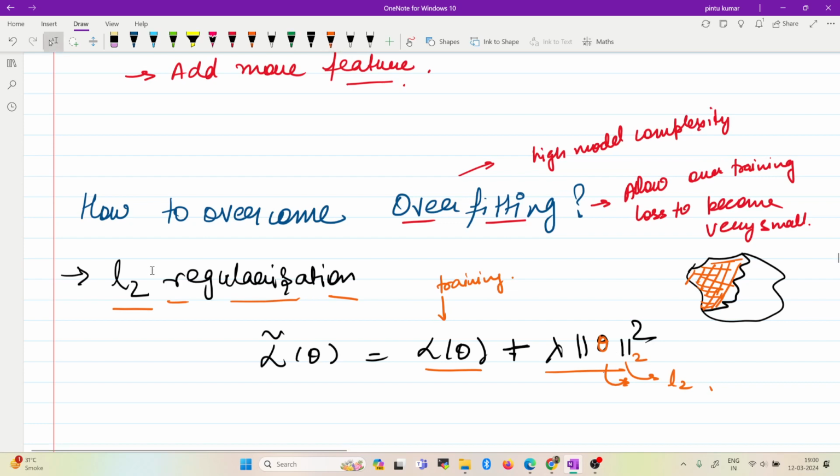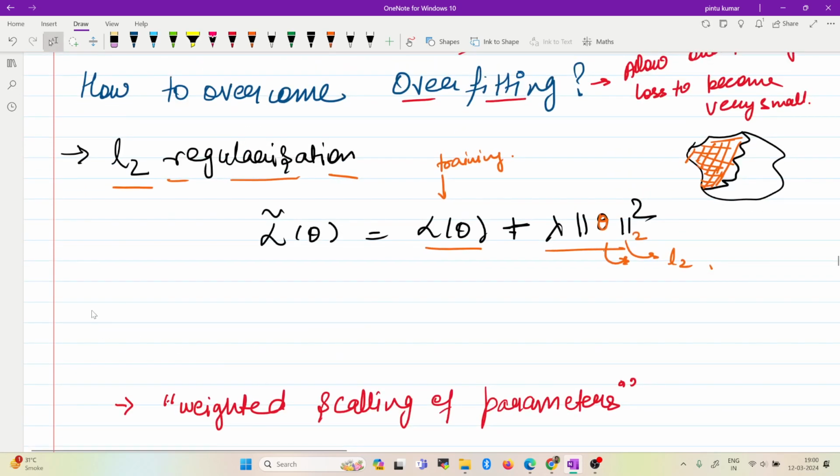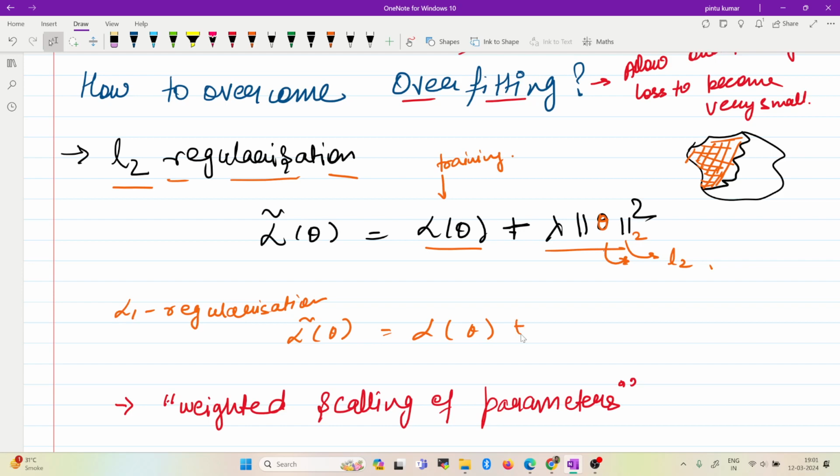There is something similar known as L1 regularization. There you just add the L1 norm, and you get something known as L1 regularization.